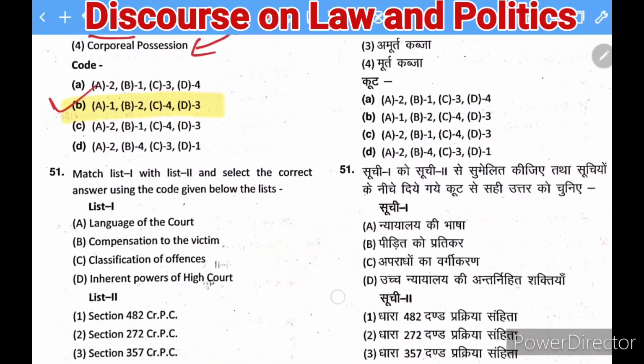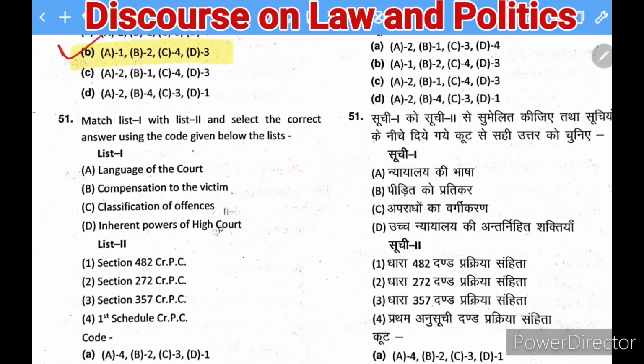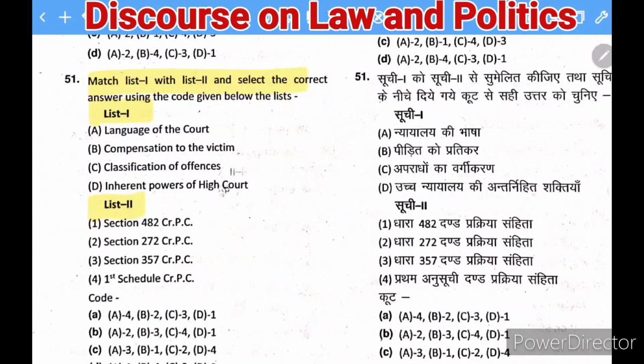Okay. The next question is here. Match list 1 and list 2. List 1 has certain provisions, and list 2 has the sections of CrPC. So let's start the matching one by one. The inherent power of the court is section 482. So for D you can write 1.